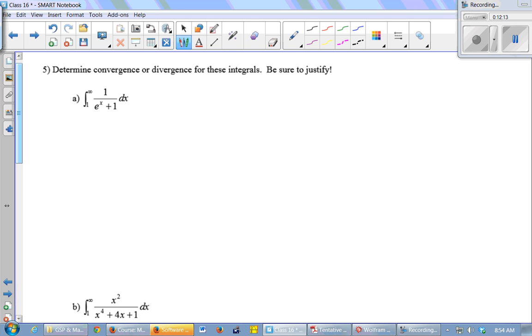All right, so for example, I want to look at the integral from 1 to infinity of 1 over e to the x plus 1. Finding an antiderivative for this could be a pain. A u substitution won't work because the derivative of e to the x plus 1 is e to the x, and there isn't an e to the x in there. But I can still determine the convergence or divergence of this function without having to calculate an antiderivative. So let's compare: what is a function that's similar to this integrand whose convergence or divergence we know?